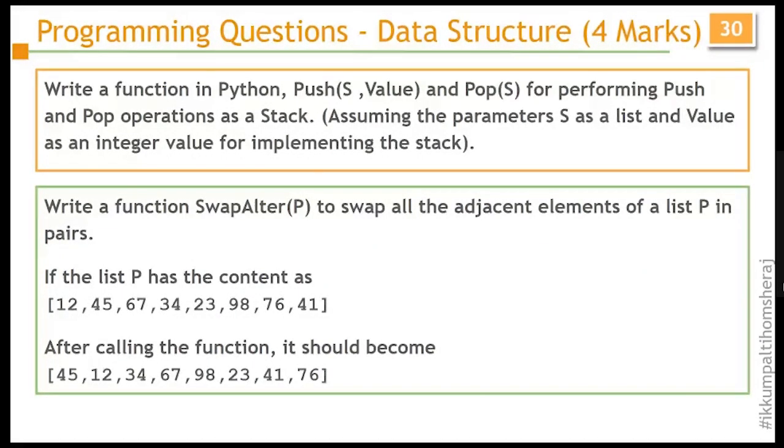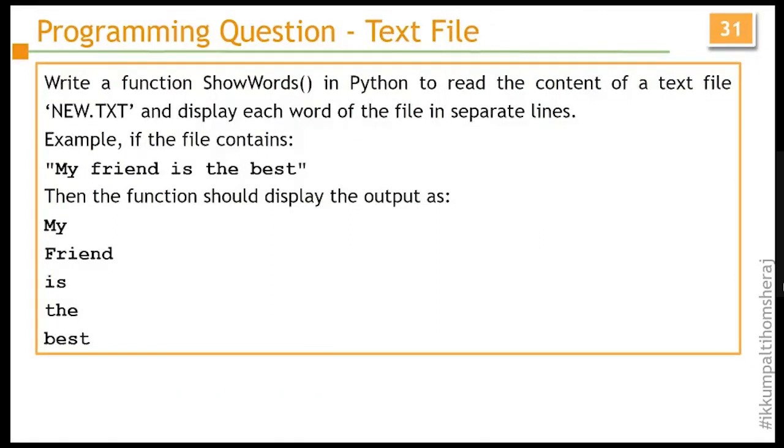Then from the text file question, you will be having a similar kind of 3-marker or 2-marker question. So we presume that it should be a simple one. So: write a function show_words in Python to read the content of a text file, new.txt, and display each word of the file in separate lines. For example, if the content is "my friend is the best", then the function should display output as this. So writing this is very important.